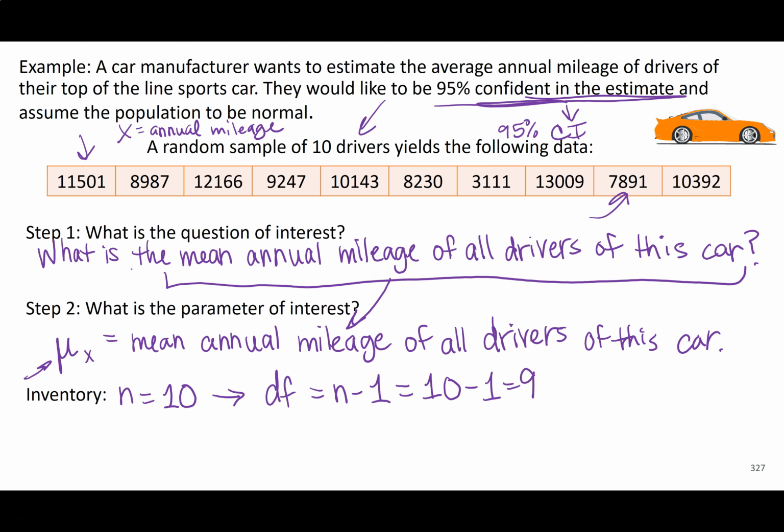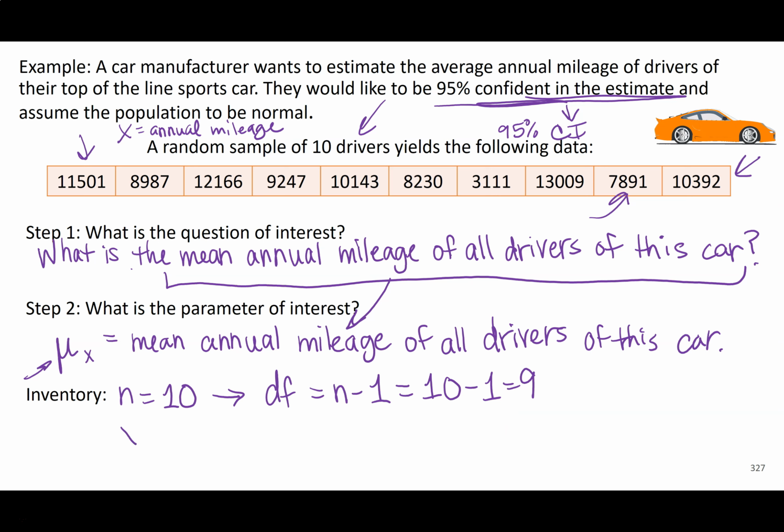The idea is if I knew x bar and I know 9 of the 10 observations, based on that information alone, I can figure out what the 10th observation is. That's what it comes down to.